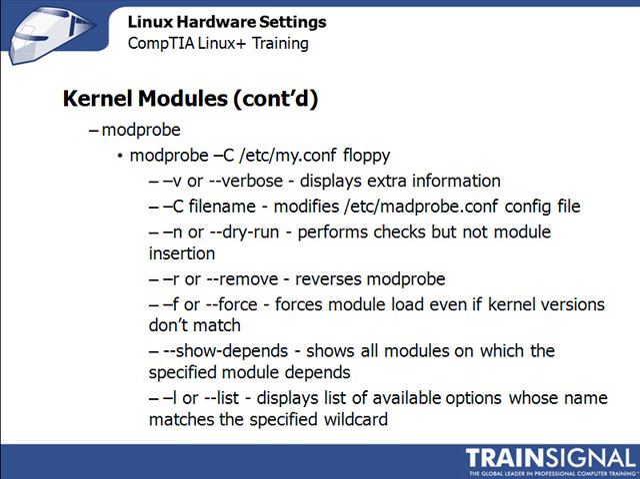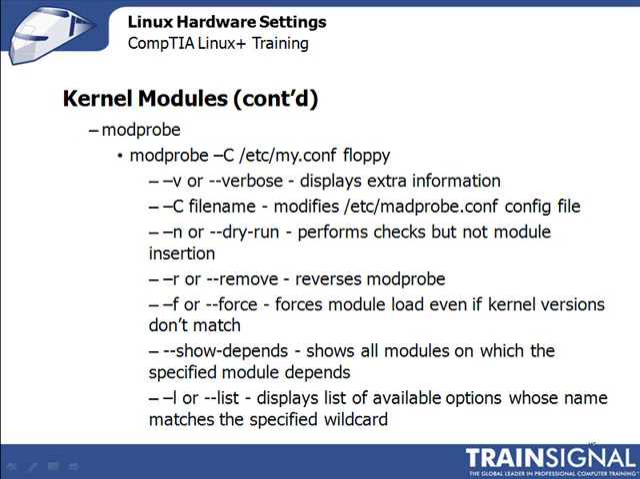Dash N or dash dash dry dash run will perform what's called a dry run, which will perform all the associated actions without actually inserting the modules. Commonly, you'll use this with the dash V option to see what modprobe will do, and this is good for testing purposes. Dash R or dash dash remove will remove the specified module and any dependencies as long as they aren't in use.